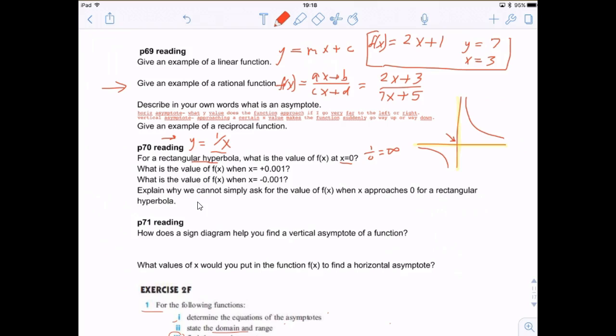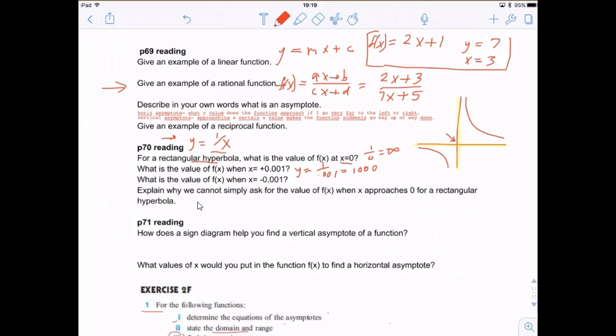What is the value of f of x when x equals positive 0.001? If I want to find that out, all I need to do is put it into x here. So I'm going to do y equals 1 over 0.001. And that gives me a value of 1,000, I think. Positive 1,000.